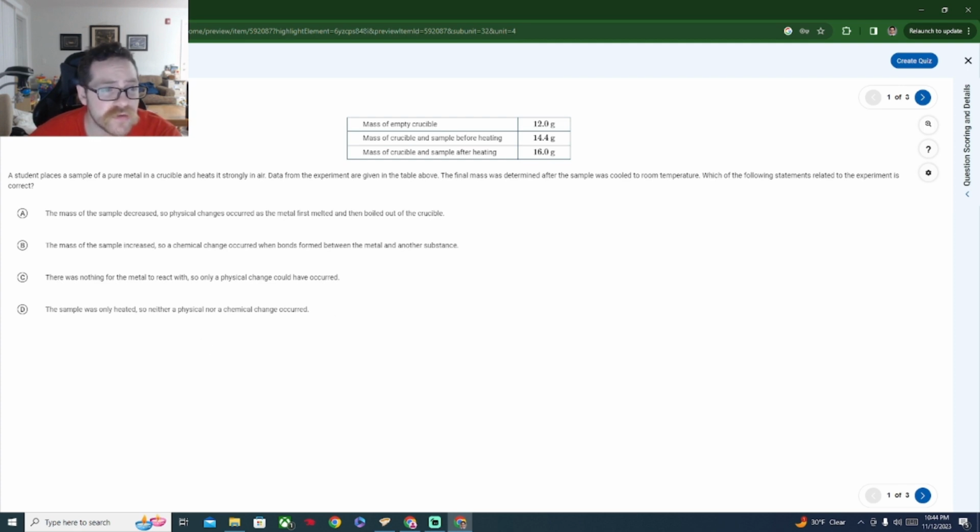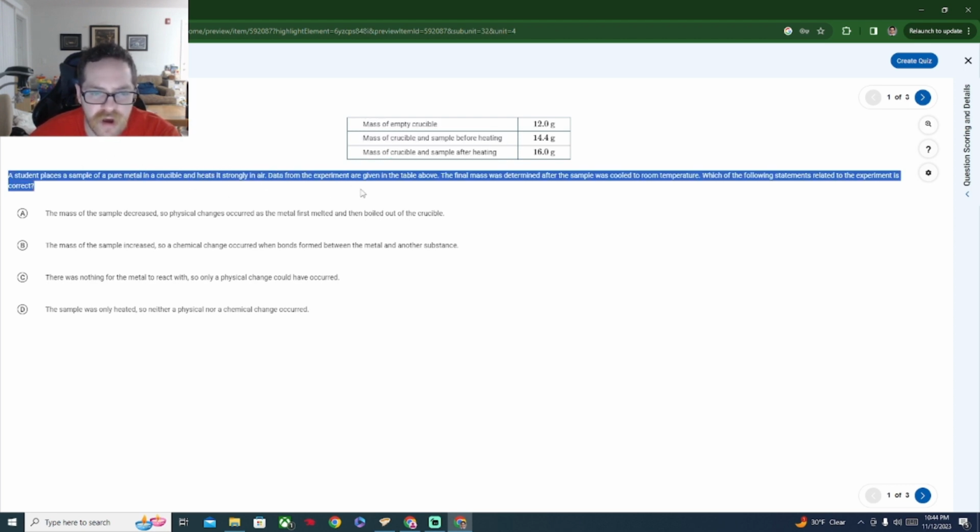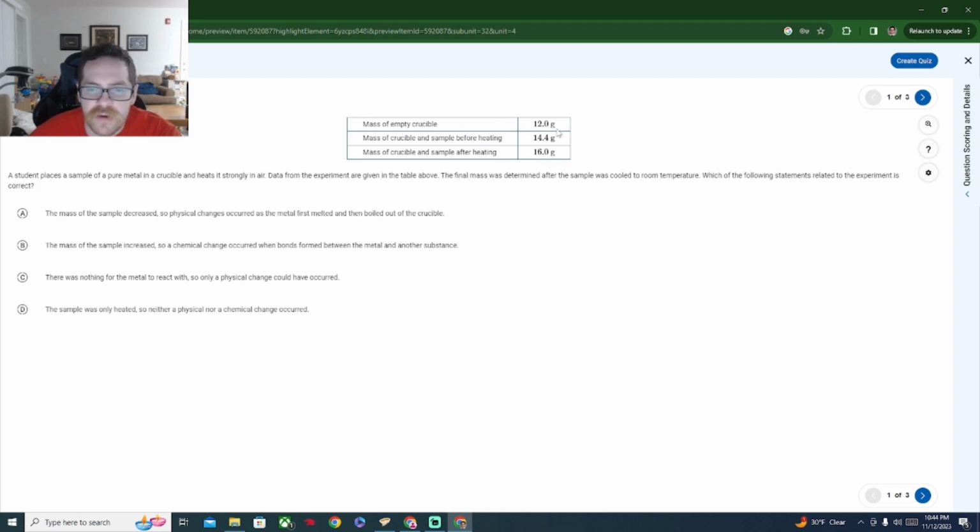Chemical change from mass change. A student places a sample of pure metal in a crucible and heats it strongly. The final mass was determined after it cooled. Which of the following statements about the experiment is correct? So we go from the mass of the crucible being 12. Okay, so then we have really 2.4 grams to 4 grams. We have a gain of 1.6. So what's going on?